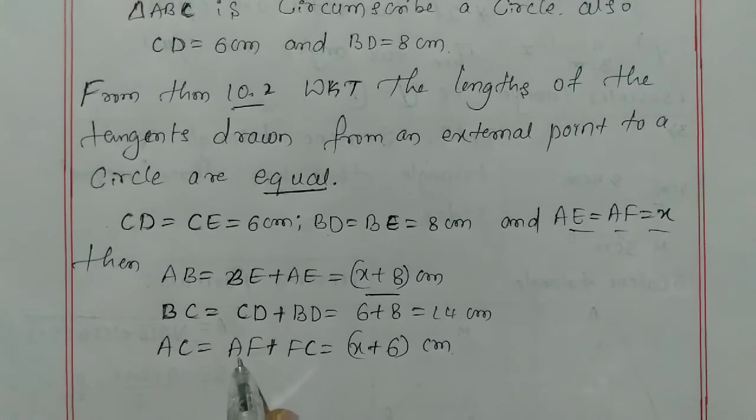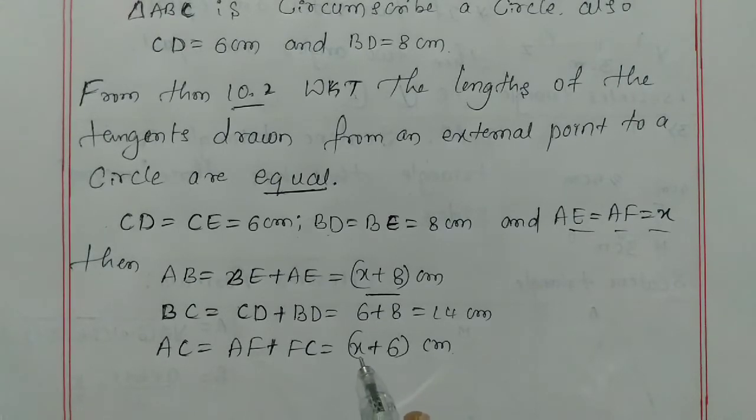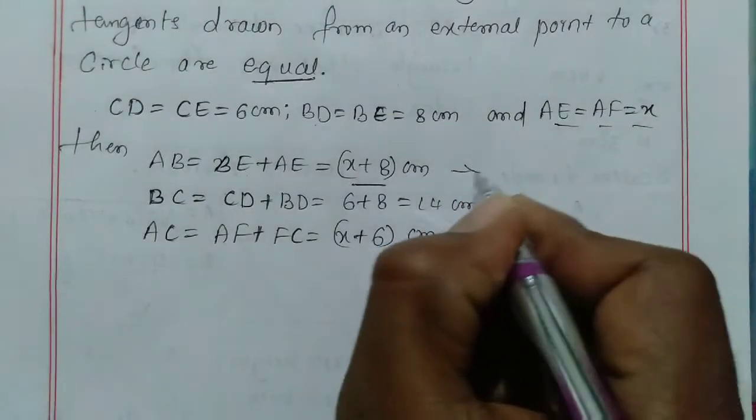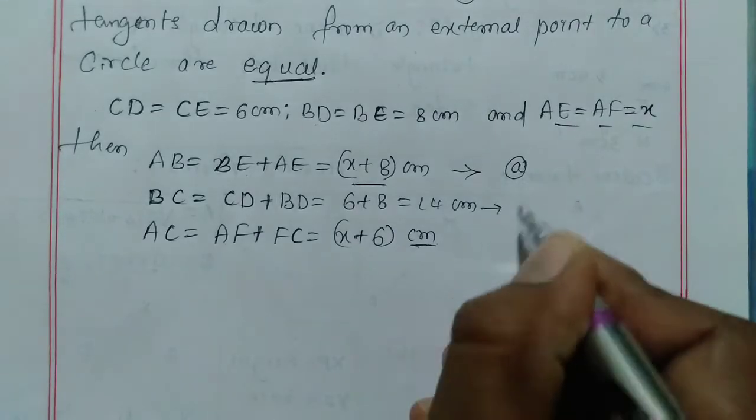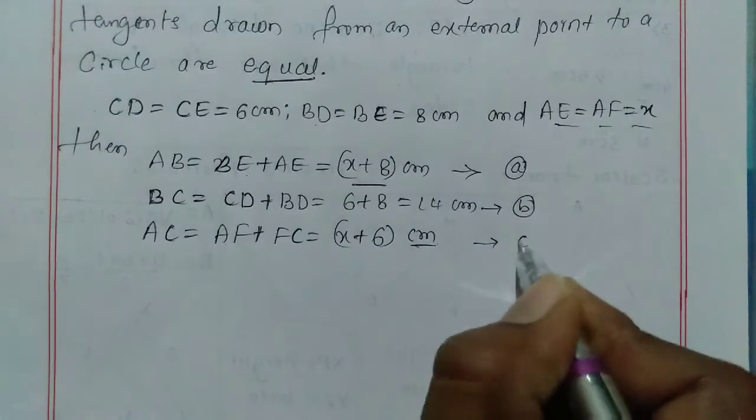Similarly, AC equal to AF plus FC. AF is x and FC is 6, so I will write x plus 6. So AC equal to x plus 6 centimeter. Next, I will call these sides a, b and c.